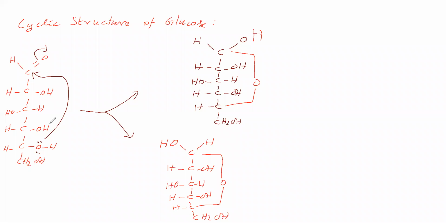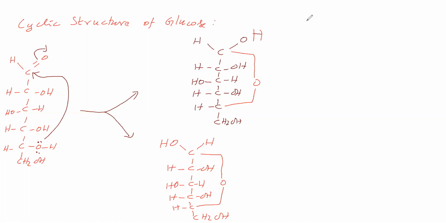Now see, in the open chain structure, glucose has a free aldehyde group. In the cyclic structure, the aldehyde group is in hemiacetal form. So in the open chain structure, a free aldehyde group is there. In the cyclic structure, the aldehyde group is not free. Instead, it is in hemiacetal form.